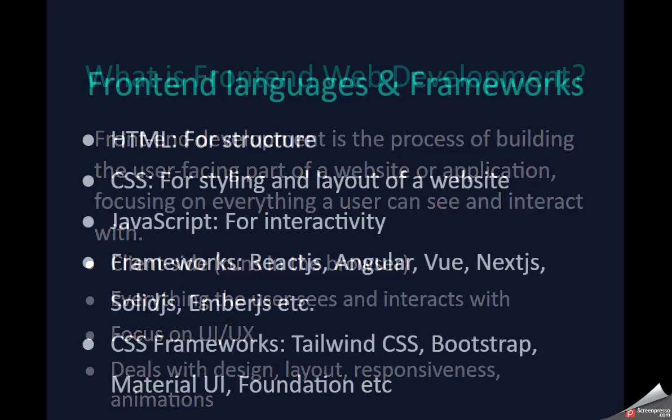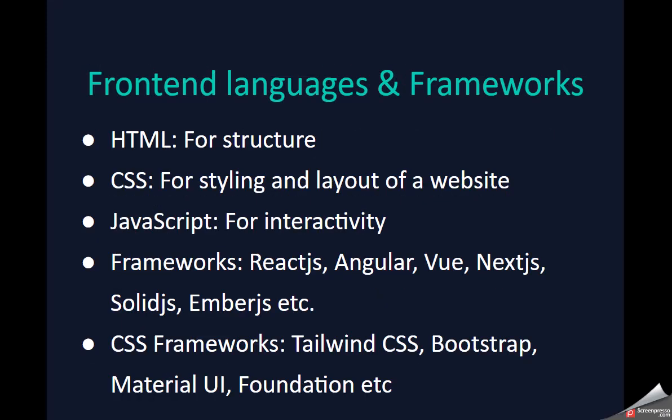So now, front-end languages and frameworks. First of all, we have HTML, which means HyperText Markup Language, for the structure, the skeleton of the website. And then we have CSS, which means Cascading Style Sheets, used for styling and layout of a website. Styling is making it more beautiful, more unique and pleasant to the eyes, right?